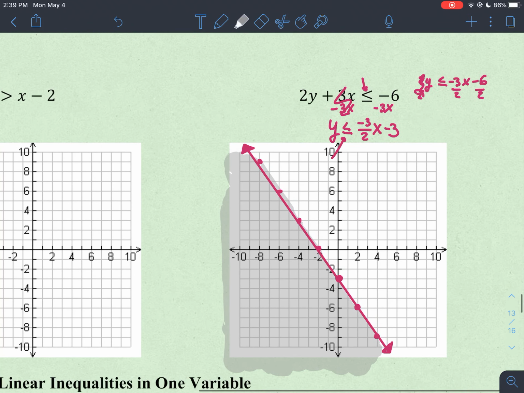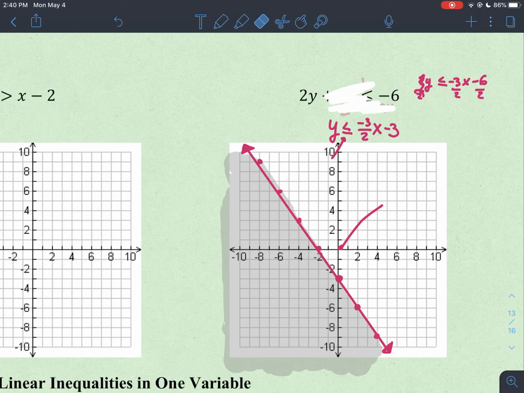So you can pick any number, any coordinate pair that falls anywhere over there, and it's going to make a true statement. Now, what you can also do is instead of picking a number over here and knowing that it's going to be right, you can pick a number on the other side, such as 0, 0. And if it's on the non-shaded side, you know it's going to be wrong. So you can also check it that way.